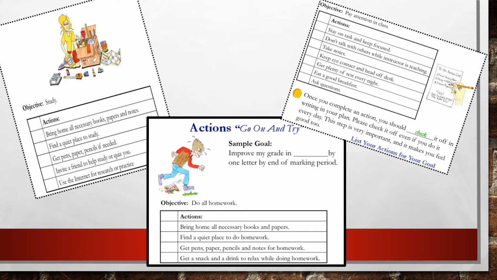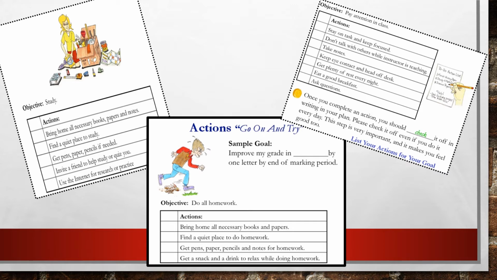Now here's a few things here, just some samples I wanted to go over. So objective is study. The actions: bring home all necessary books and papers and notes, find a quiet place to study, get pens, paper, pencils, invite a friend to help study or quiz you, use the internet for research practice. See how all those are actions to the one objective of study.